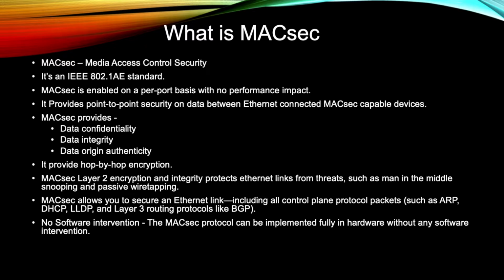Layer 2 MACsec encryption and integrity protects Ethernet links from threats such as any middleman snooping or wiretapping, and it also allows you to secure the Ethernet link, including all control plane protocols like ARP or DHCP and any other protocol which works at layer 2. No software intervention is required, and the MACsec protocol can be implemented fully in hardware. So that's a little bit about what MACsec is and what features it provides.